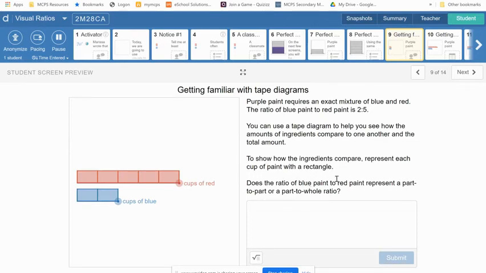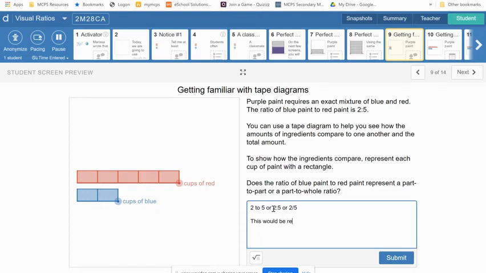Does the ratio of blue paint to red paint represent a part to part or part to whole? Oh, so they're saying if we read this as 2, there's 3 ways. We could write it as 2 to 5, or 2:5, or you could write it like, and it looks like a fraction, 2/5. And if we were looking at it like a fraction, even though ratios are not always fractions, but fractions can be ratios, 2 to 5 doesn't represent 5 total pieces. How many total pieces do you see?